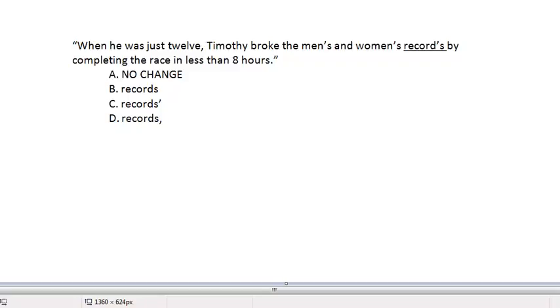When he was just 12, Timothy broke the men's and women's records by completing the race in less than 8 hours. So, because we see this apostrophe S, we automatically assume that this is probably a question with possessives. But sometimes you might see these kinds of questions where it's actually not asking you for a possessive or a contraction. So, what we need to figure out is, do we need a possessive of the word record? So when we're talking about the verb to break a record, we mean that we're kind of beating the highest number or the best score in something.